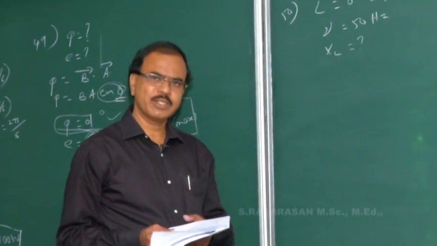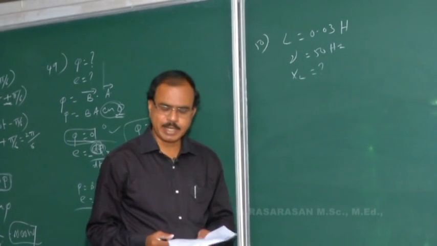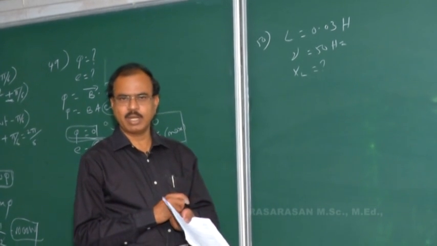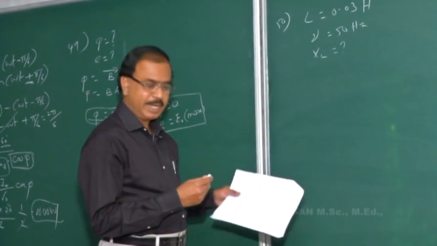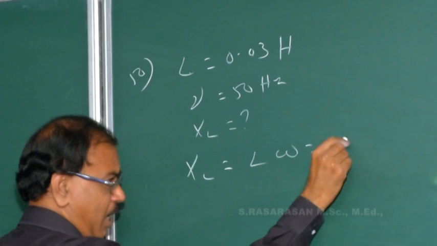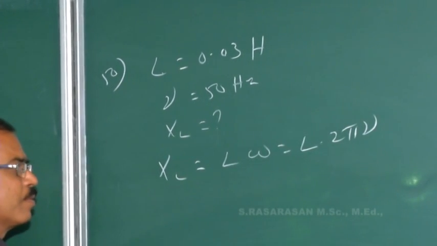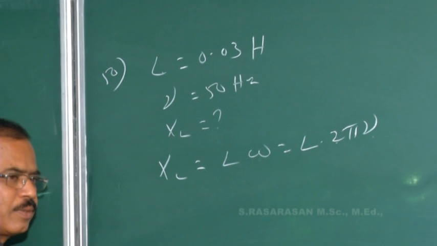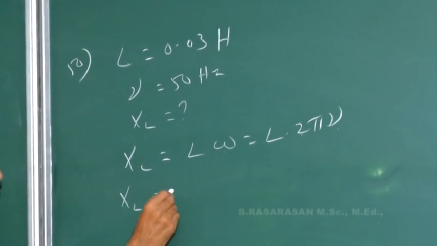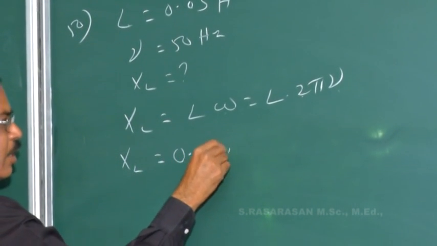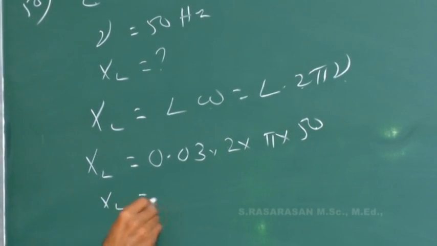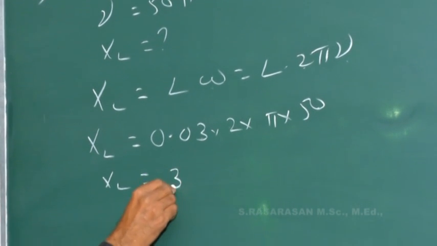Inductive reactance could also be peak voltage by peak current, E0 by I0, but that is not given either. Yes, in the inductor problem we have the equation XL equals L into omega, that is L into 2 pi nu, with omega replaced by 2 pi nu, where nu is 1 by T. XL is what they are asking, the inductive reactance. Replace L with 0.03, 2 into pi into nu, with nu as 50. 2 into 50 is 100, 100 into 0.03 is 3.